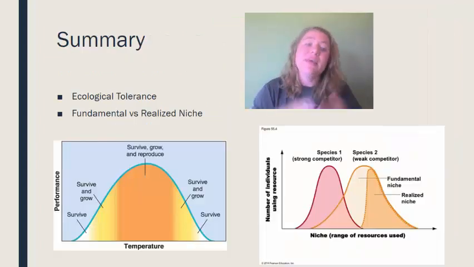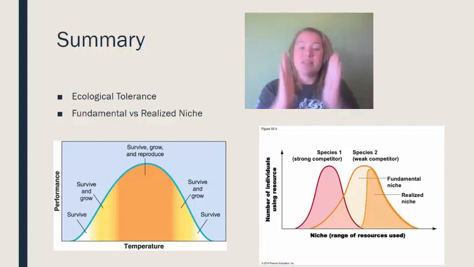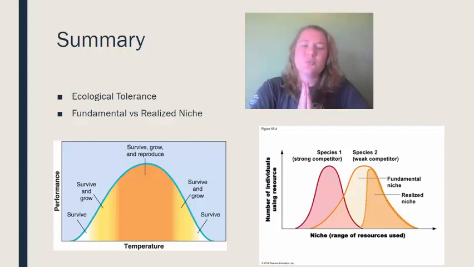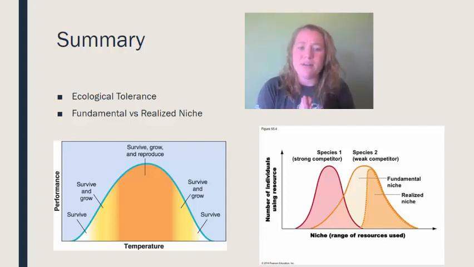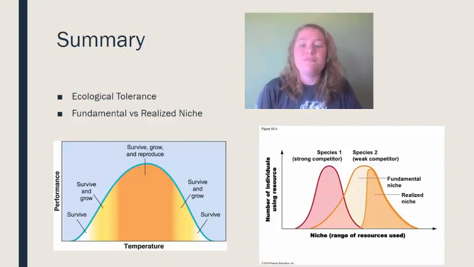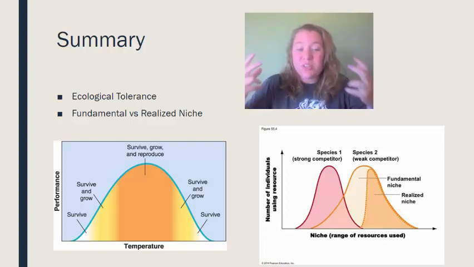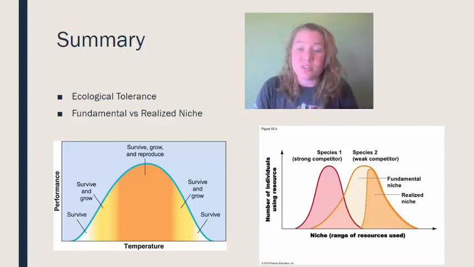So in summary, ecological tolerance, that is the image in the bottom on the left. You have the center part, which are the conditions where an organism can survive, grow, reproduce, live happily ever after. And anytime conditions get a little bit further away from that middle, that's where you start to see the population declining. And the fundamental and realized niche is really talking about what happens when you have two different species that are competing for these limited resources.